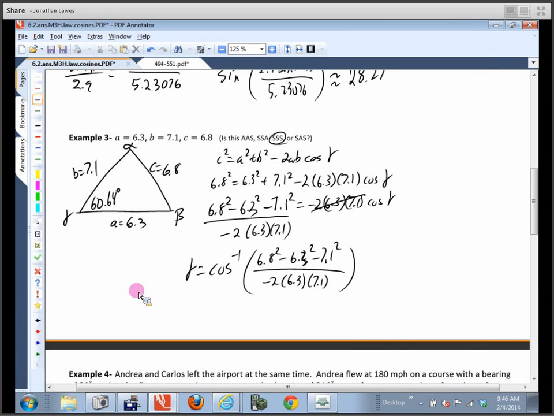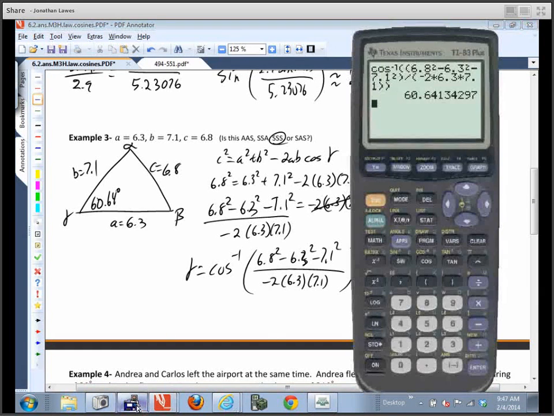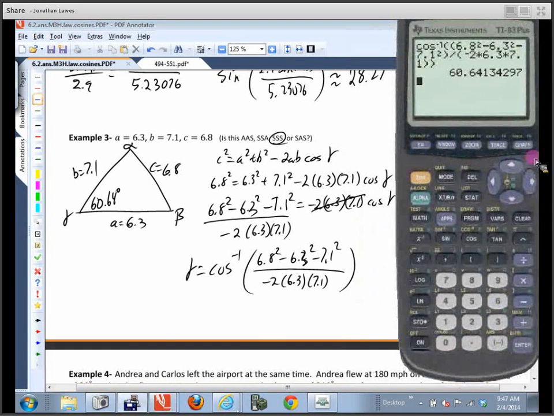Why might it be a good idea to use the law of cosines again, even though this looks a little bit longer? Yes. So you can get an exact answer. Okay, so you can get an exact answer and you don't have any rounding. I'll take that one.